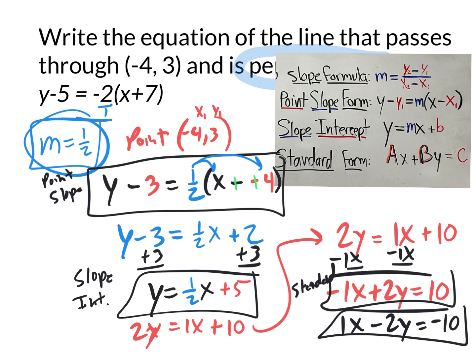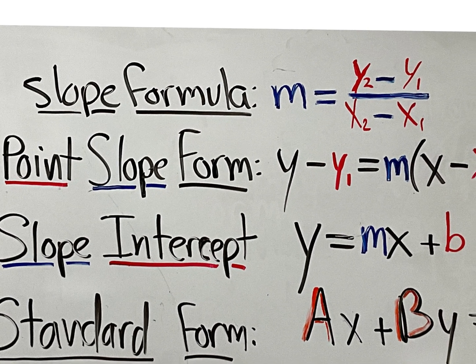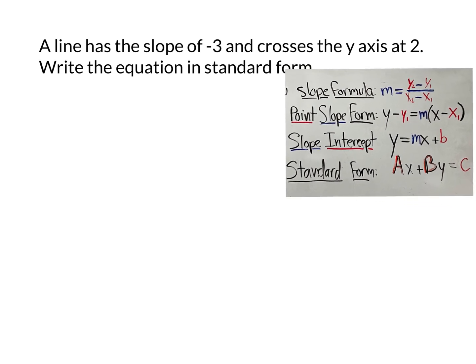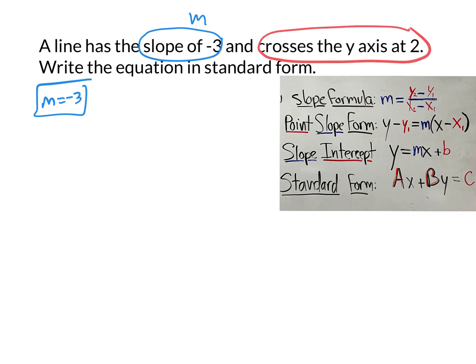Let's look at another question. This one right here. I have all the notes I need on the board. Here they are, right? So I need to write this in standard form, but what information do they give us? They give us a slope, that's the m value, m equals negative 3, and they also give us what? They give us a b value. It crosses the y-axis at 2.